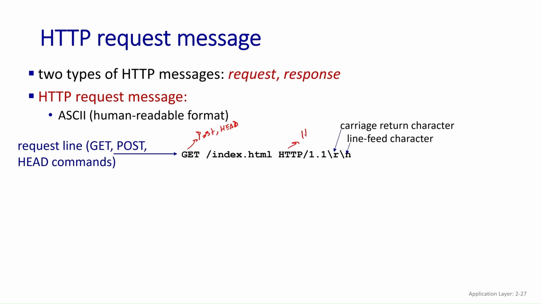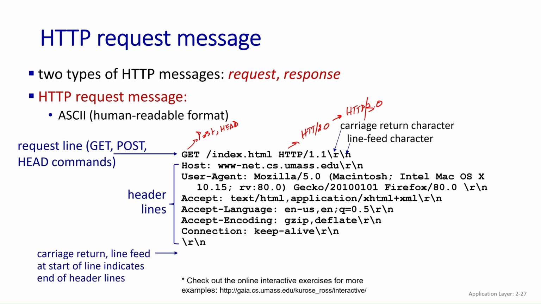or maybe we are using HTTP 2.0, or later we'll see HTTP 3.0, right? Then after this request line, we have header lines. In header lines, we have a header name and the value, right? So we have host, then its value, then user agent and its value, and the list is very long. Only some of the headers are mentioned here, and then if it is a POST message, it can also contain some message body here, that we want to post on our website.